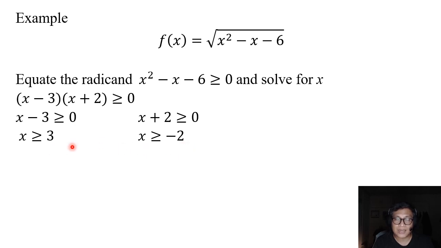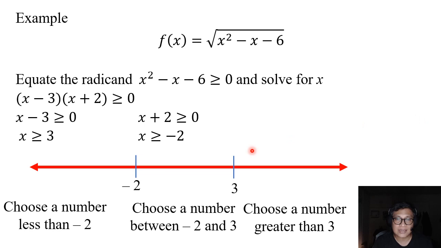So these two make no sense to us because if one solution says the domain should be greater than or equal to 3, then another one tells us that x should be greater than or equal to negative 2. So we are going to find out which of these two will really be the solution. What we're going to do here, class, is divide our number line by identifying where the negative 2 is and where the positive 3 is.